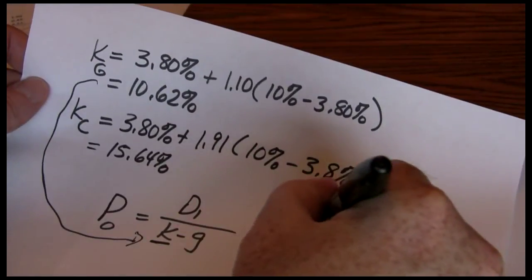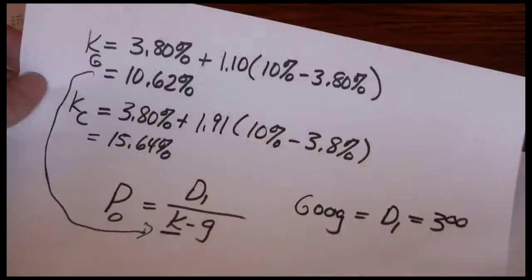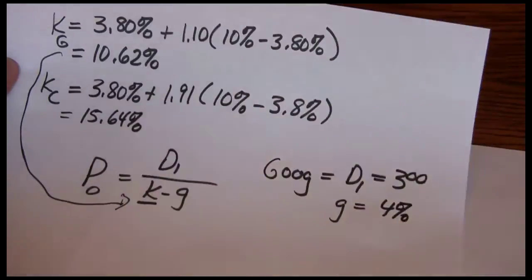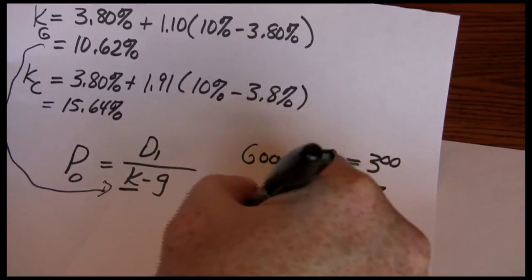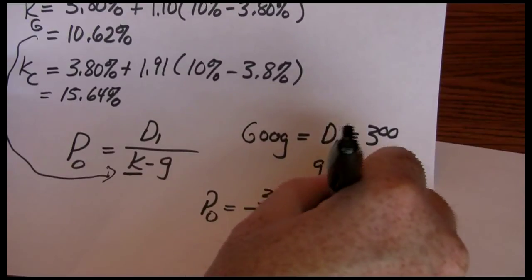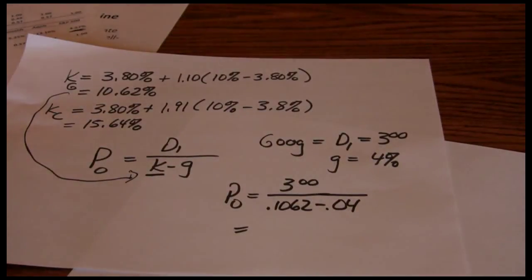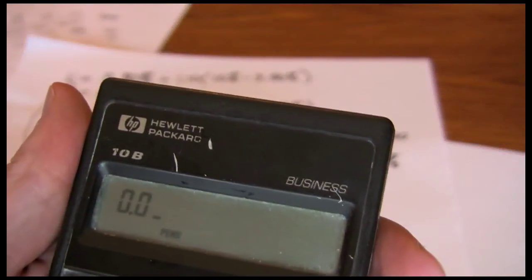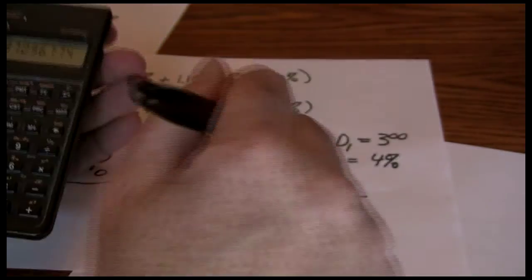If Google had a dividend of $3 in year one, a growth rate of 4%, then we could calculate the price as $3 divided by 0.1062 minus 0.04 to figure out what that's worth. Running through those numbers real quick on the calculator, $3 divided by 0.062 gives us a value of $48.38.